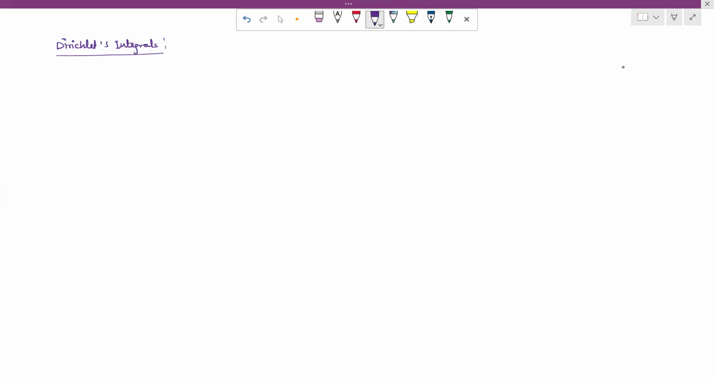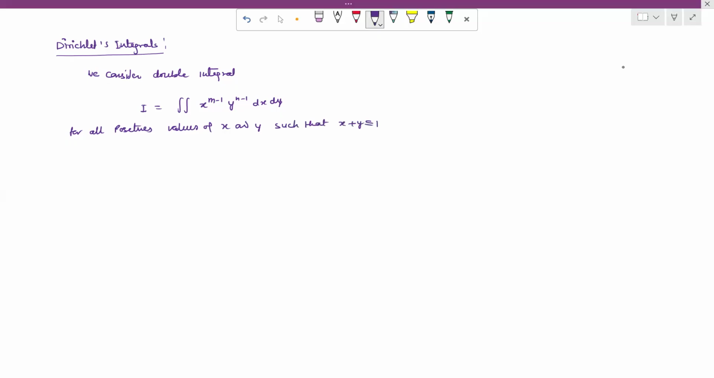So we consider the double integral. Suppose we are assuming I equal to double integration x raised to the power m minus 1, y raised to the power n minus 1 into dx dy for all positive values of x and y, such that x plus y is less than or equal to 1. So basically we are talking about the two-dimensional.